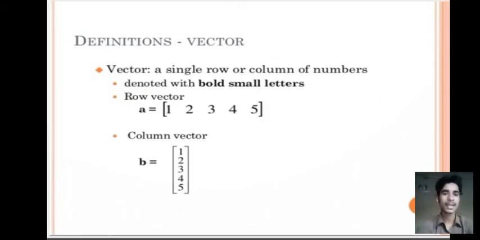Definition of vector. A vector is a single row or column of numbers denoted with bold small letters. Row vector and column vector.